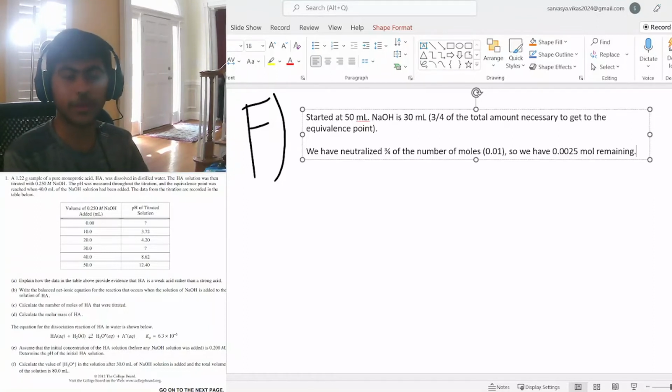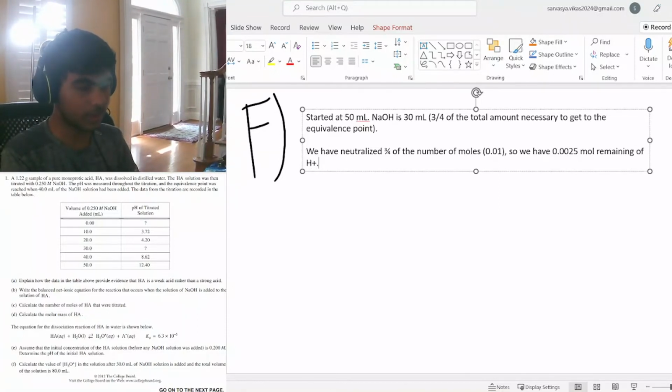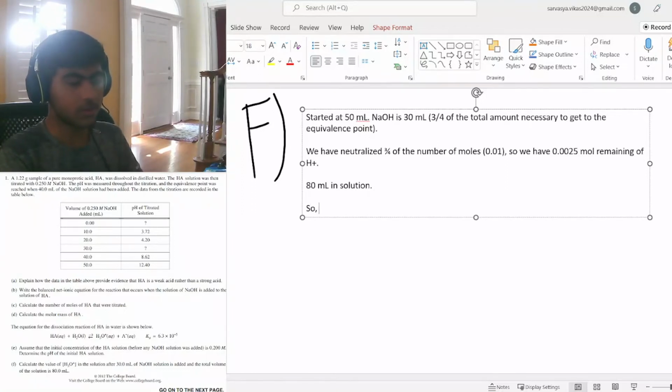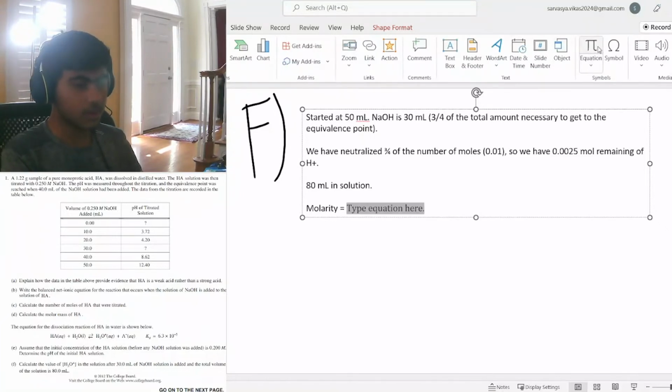Now we found that we have 0.0025 moles remaining of H plus, and we have 80 milliliters in solution. So our molarity is going to be equal to 0.0025 over 0.080.